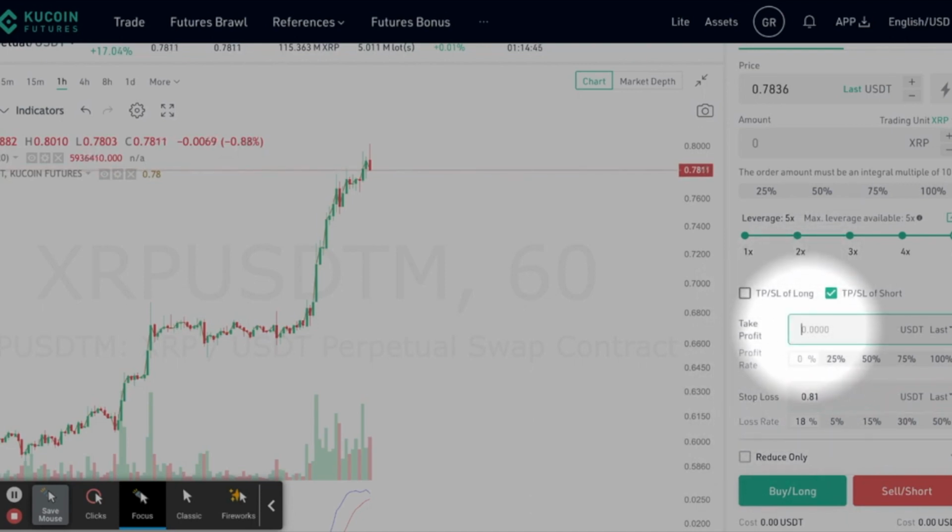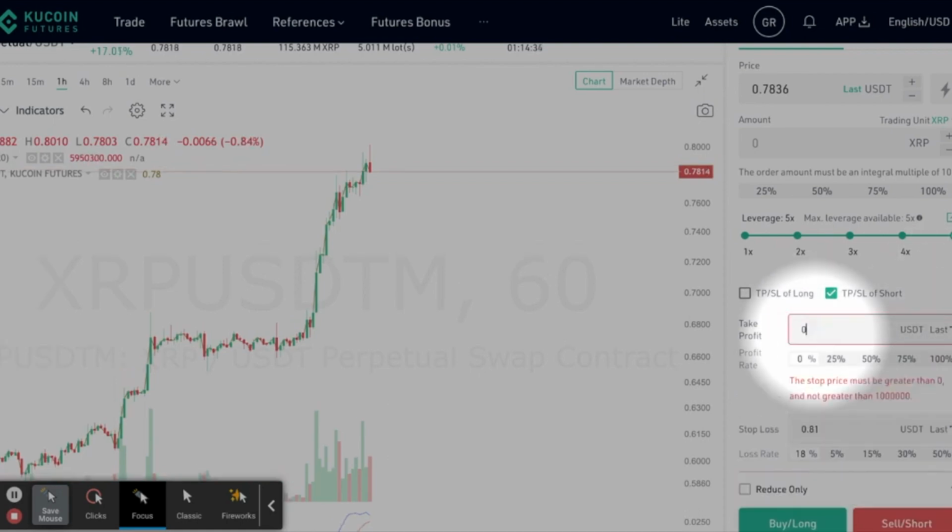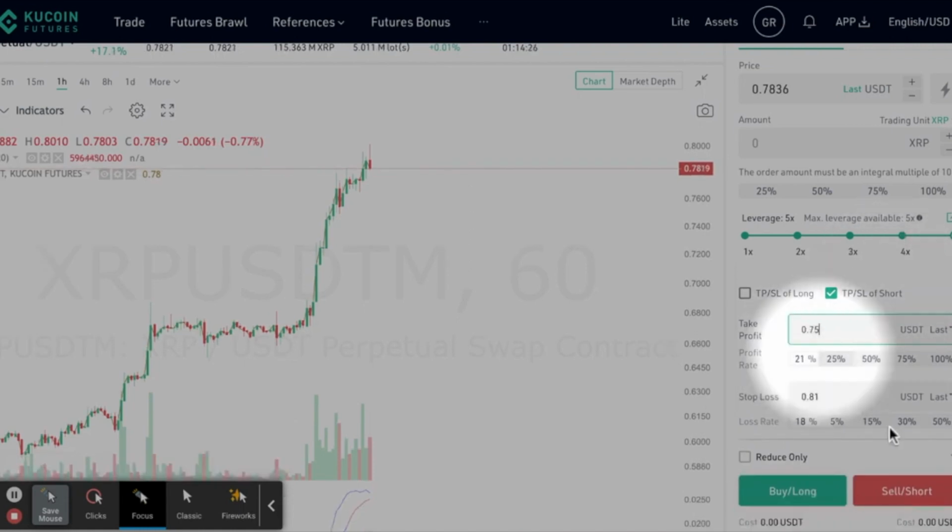What you're then going to do is say, what is going to be my take profit? Okay, my take profit. So you want 0.75. Okay, so your profit is going to be about 21%, it looks like. Your stop loss is going to be about 18%. That's not very good. You're going to want to make sure that your take profit is about double your stop loss. So what you're going to want to do is start backing that down.